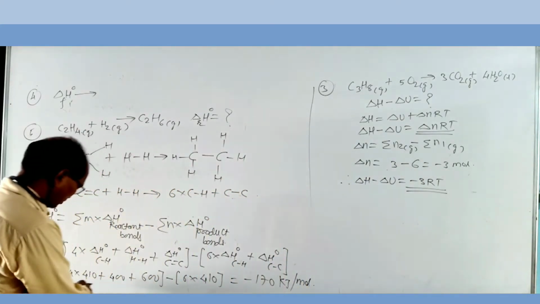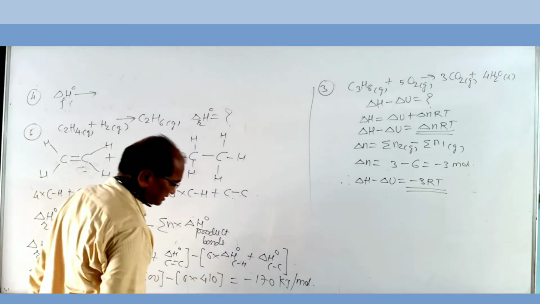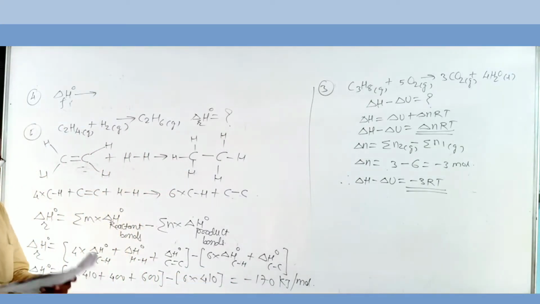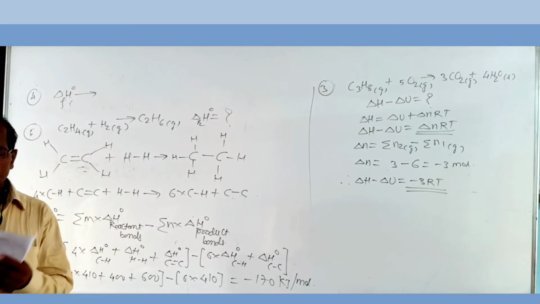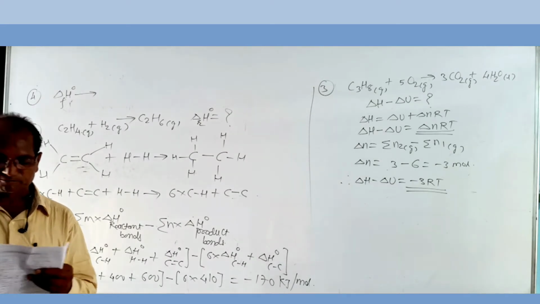After putting these values in this formula, we get the answer minus 170 kilojoule per mole. Therefore, our first answer is the correct answer.